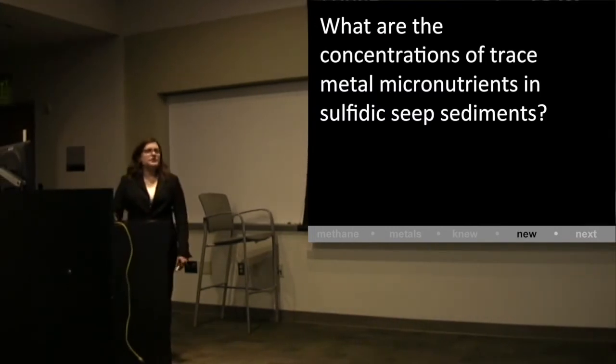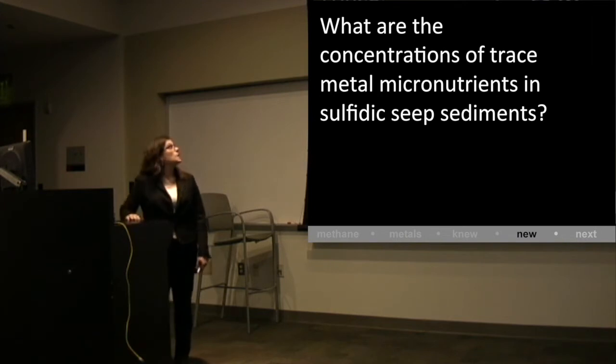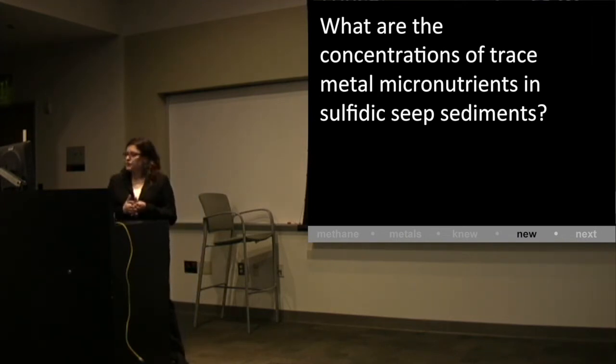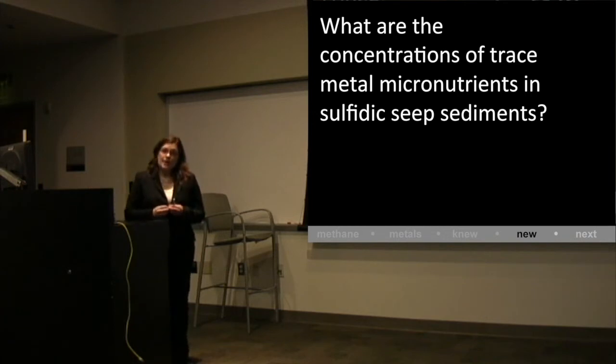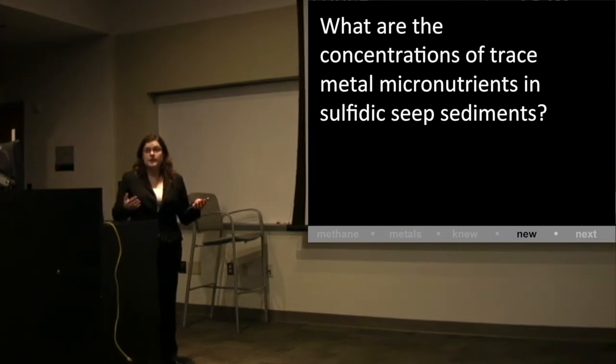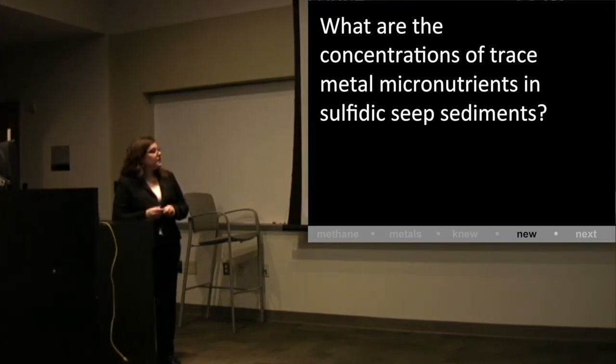So when I came into the lab, my question, coming as really a geochemist, was: what are the concentrations of trace metal micronutrients in these very sulfidic seep sediments, where presumably a lot of metal micronutrients are being trapped as sulfides? And can the microbes actually access these metals bound to sulfides, or could they actually be metal limited?